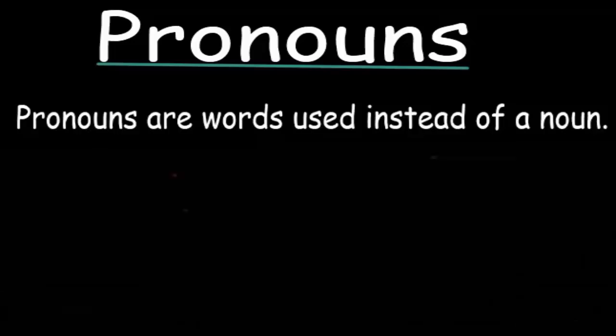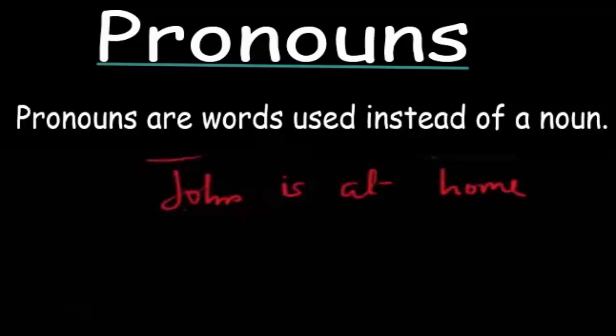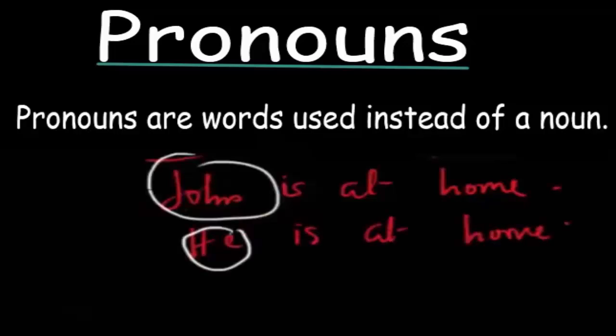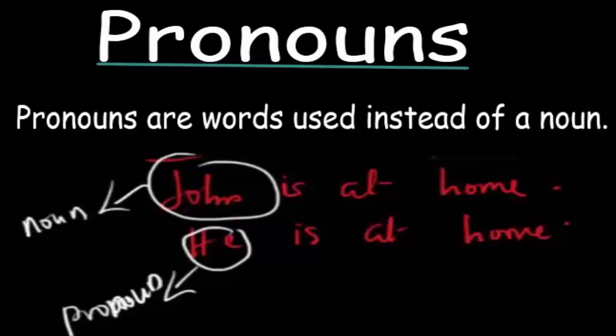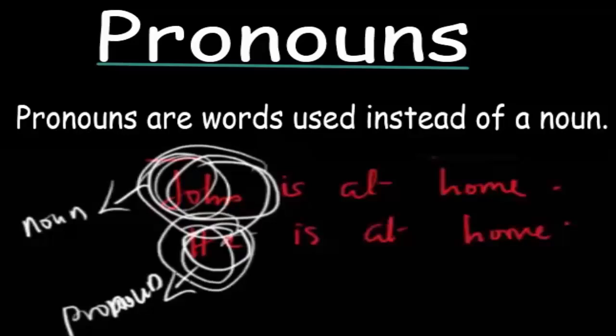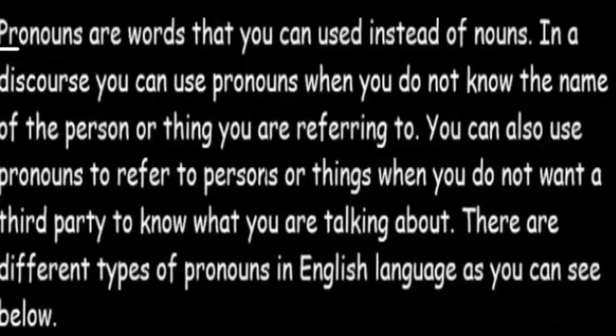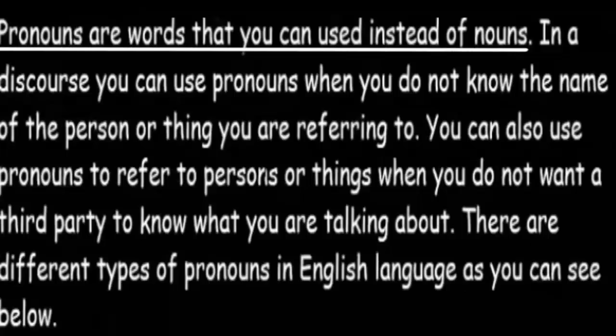For example, if I have "John is at home," I can decide to change it, and rather than say John, I can say "He is at home." John is a noun, right? He is a pronoun, right? So this pronoun has taken the place of John. He, which is a pronoun, has taken the place of John. That is what we mean when we say a pronoun is a word that takes the place of what? A noun. Or a pronoun is a word used instead of a noun. So we say pronouns are words that are used instead of nouns.